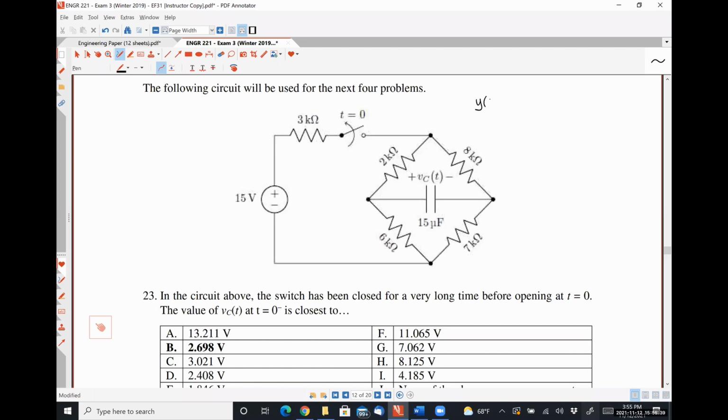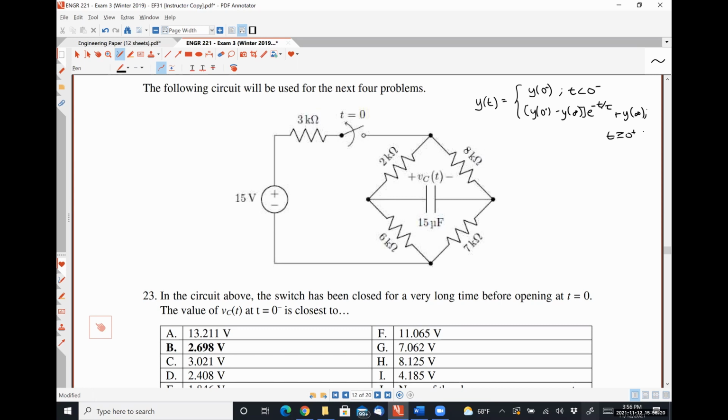Something to remember, and I say remember because it sure isn't on your equation sheet, is the generic equation for transient analysis, right? Which says that y of t is y at 0 minus for t less than 0, and it is y at 0 plus minus y at infinity, e to the minus t over tau, plus y at infinity for t greater than or equal to 0 plus. That is the generic equation.